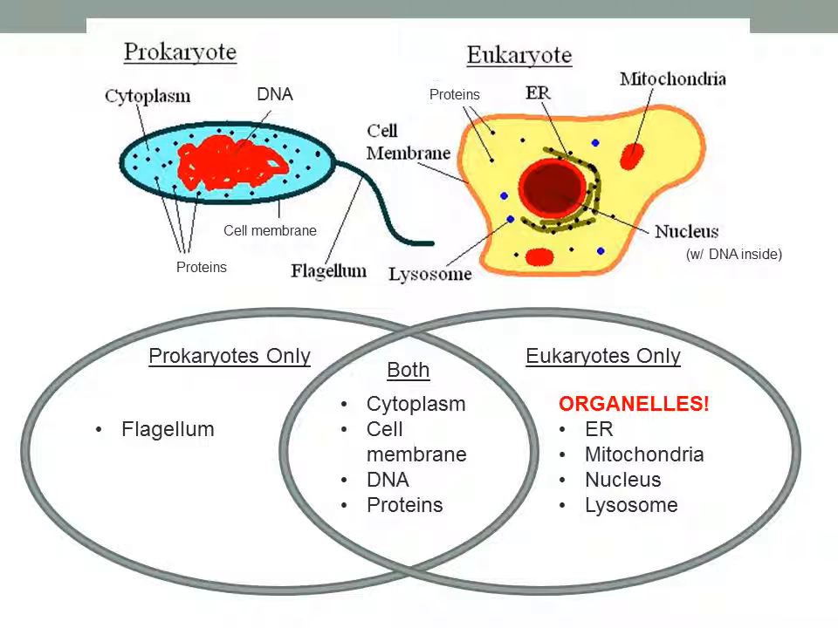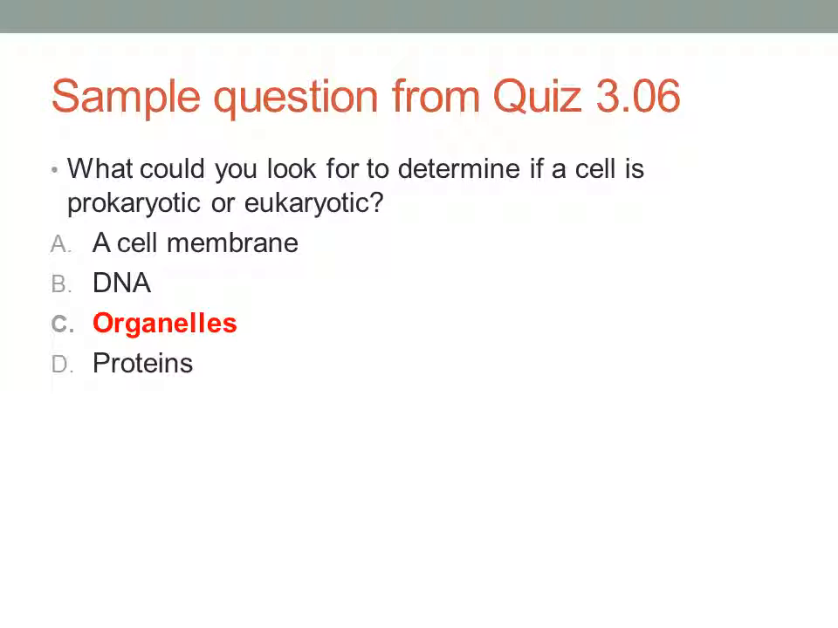So we see here some characteristics of prokaryotic and eukaryotic cells. The eukaryotic cells, again, something unique about them is that they have organelles. So that would be the defining feature for a eukaryotic cell. So if you see an organelle, that means that you know that it's eukaryotic. If you don't, then you know it's prokaryotic. So C is the best answer.